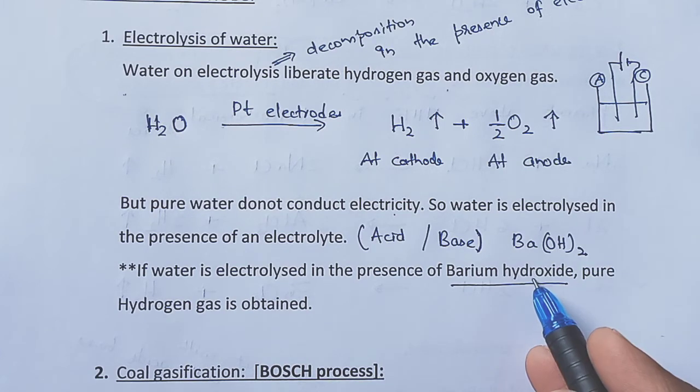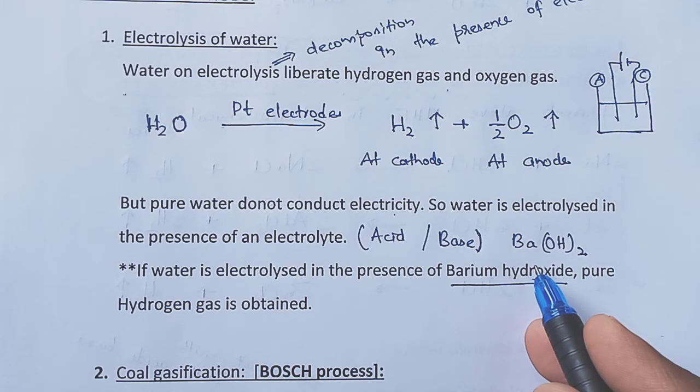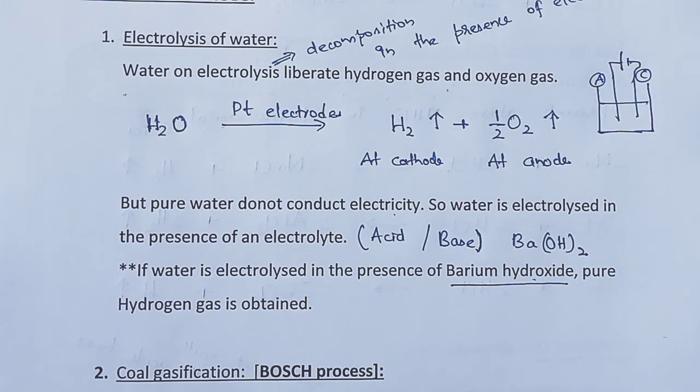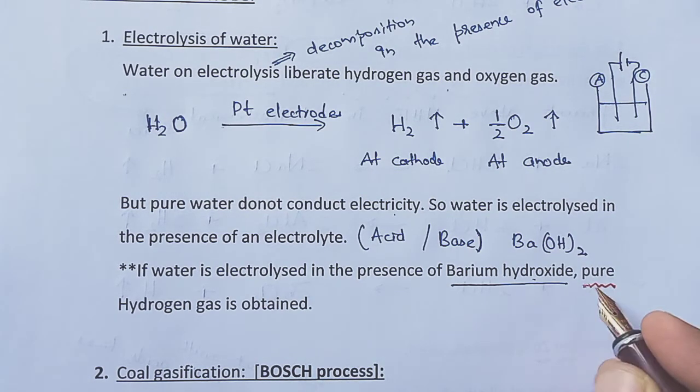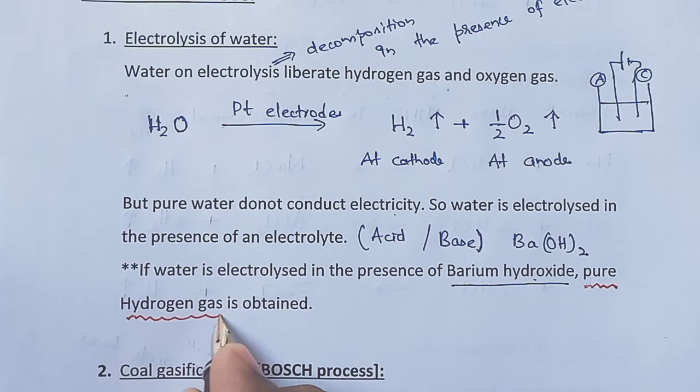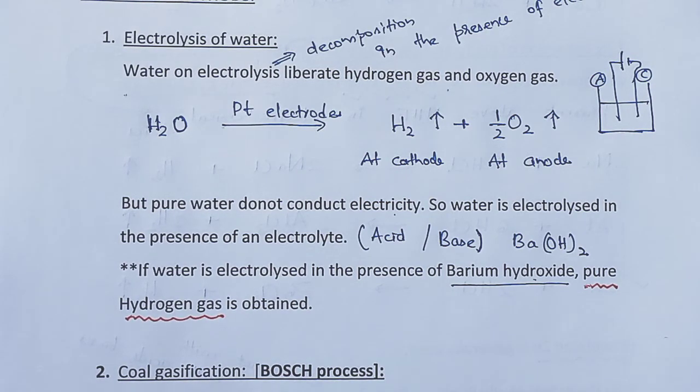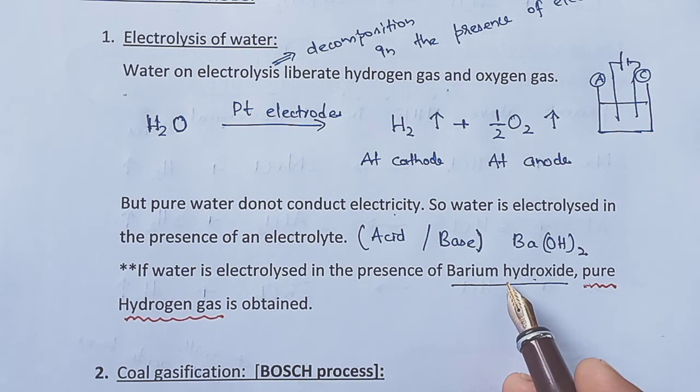If you use barium hydroxide as the electrolyte and if you do the electrolysis, the most important thing is we will get a pure hydrogen. Pure hydrogen gas is obtained. This is a very important point for objective questions. Here, what is the best method to prepare pure hydrogen? The answer is electrolysis of barium hydroxide solution.